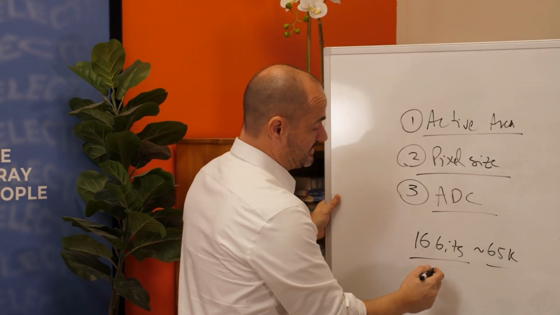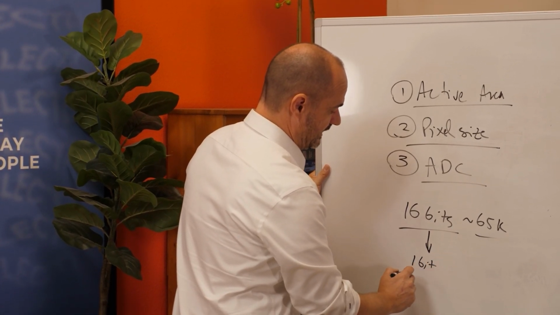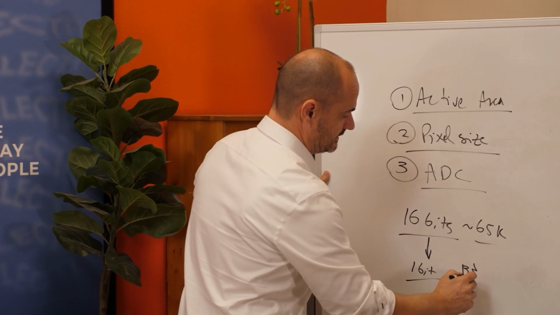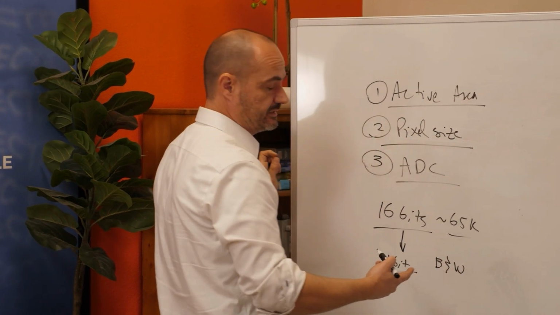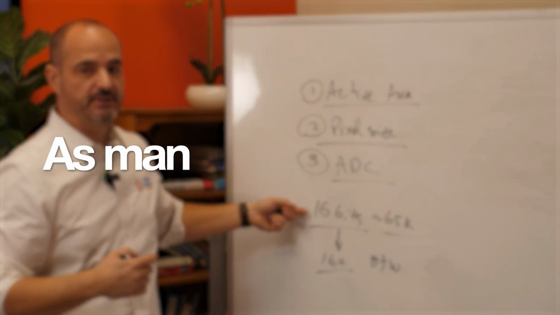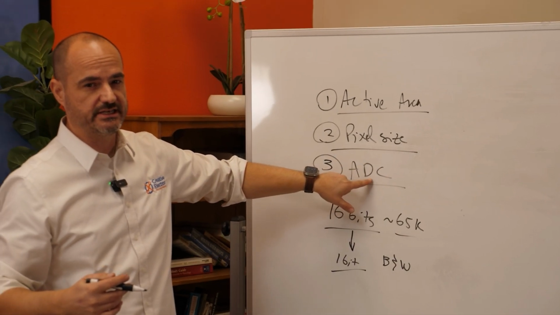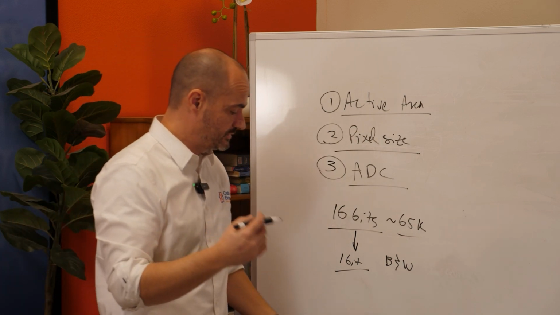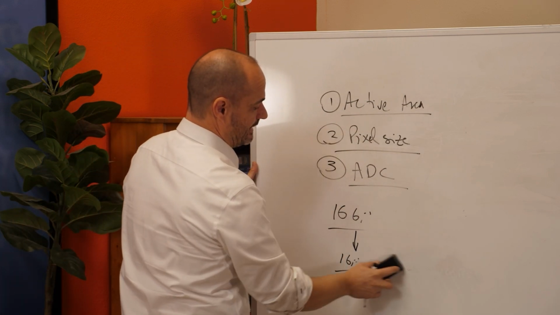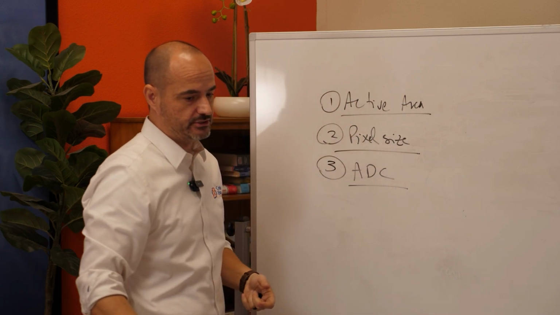And then on the other extreme, imagine if you have 1 bit, and that's the black and white detector. 1 bit is either 0 or 1, so it's either black or white. You do want to have as many bits as possible. High-resolution sensors usually have 16 bits nowadays, and they give you some beautiful images with quite a bit of depth, because that's what the ADC, that analog to digital converter, gives you.